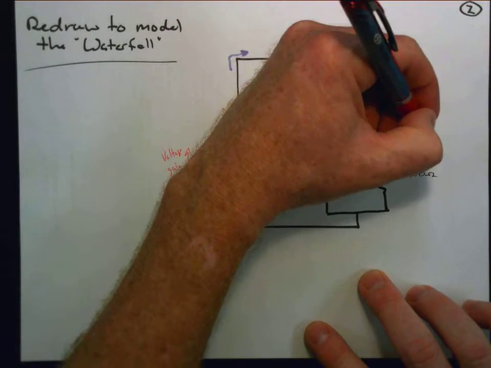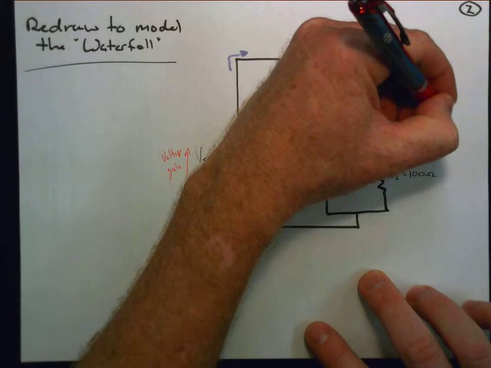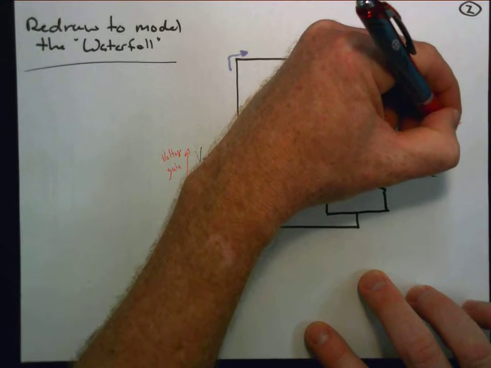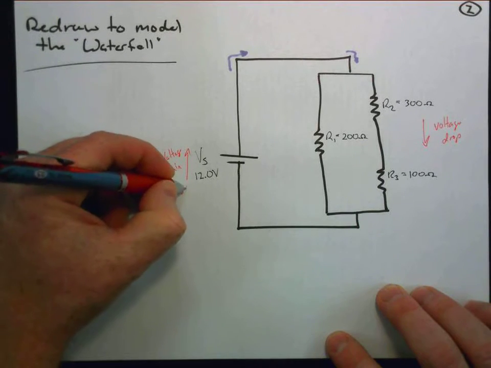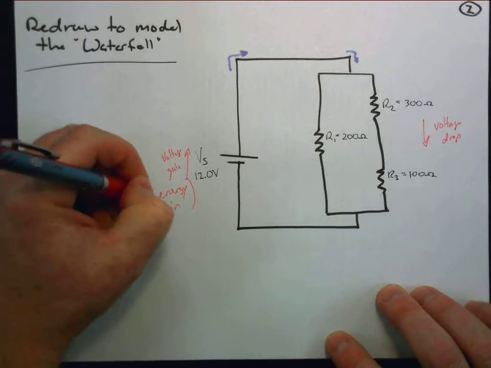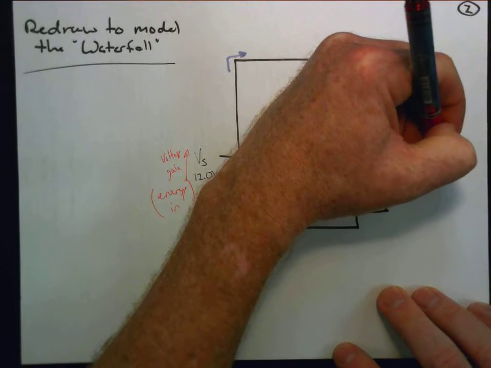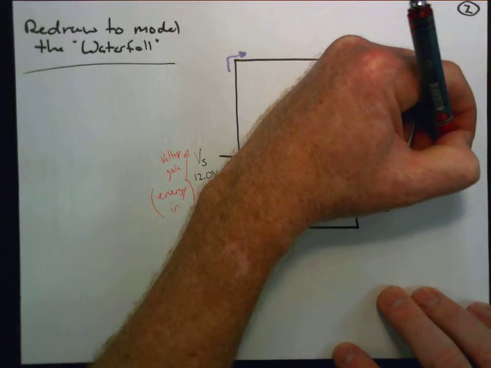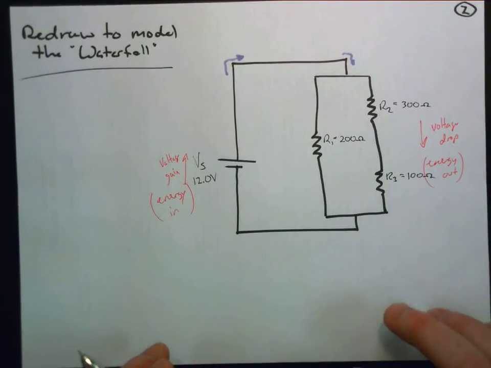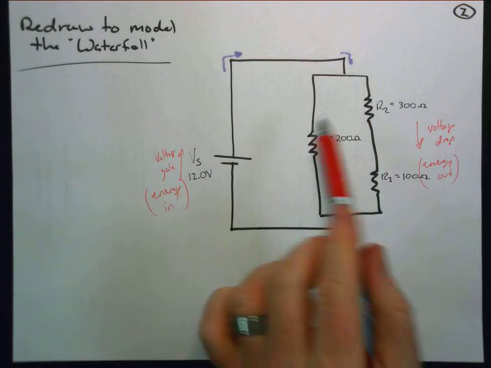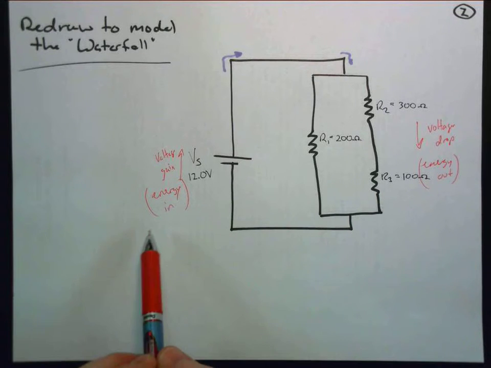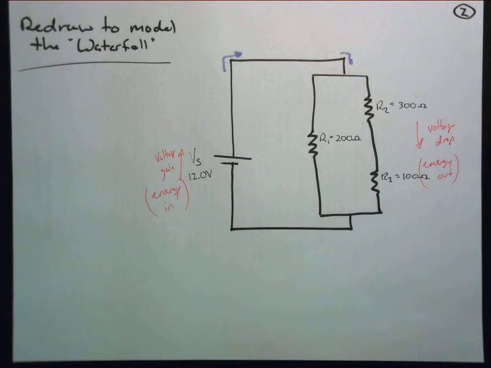And here, as things fall down, you have a voltage drop. And what that means is here is energy in, and here is all your energy out. All your energy that is removed from the charges happens over here on the resistors, and all your energy added to the charges happens over here on your voltage source.